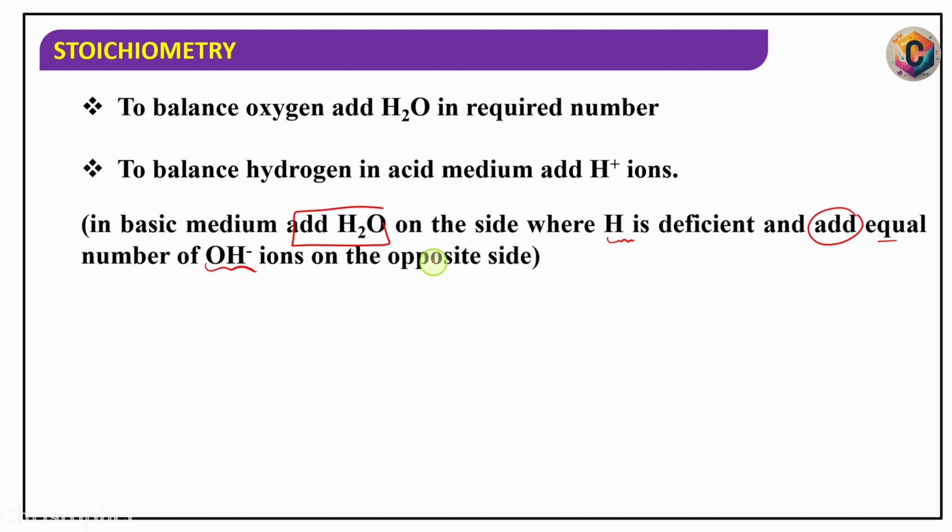So this is the difference. If you carry out the reaction in acidic medium, you will be adding water to balance oxygen, and then to balance hydrogen you will be adding H plus on the opposite side. But if you carry out the reaction in basic medium, you will be adding water on the side where you have less hydrogen, and then you will be adding an equal number of OH minus on the opposite side.